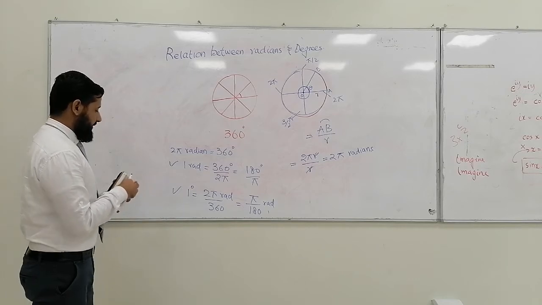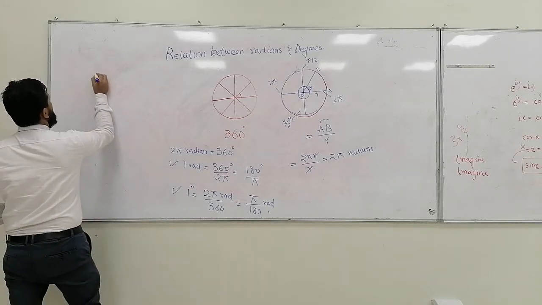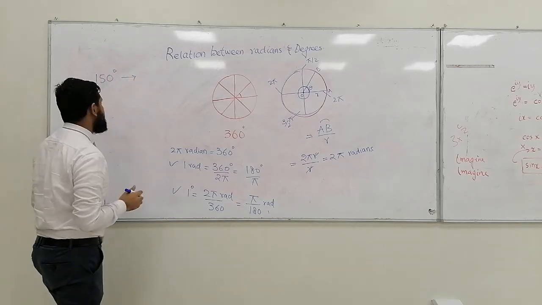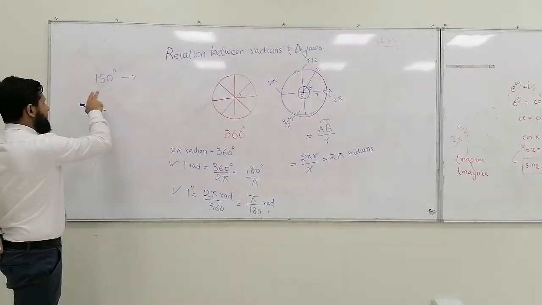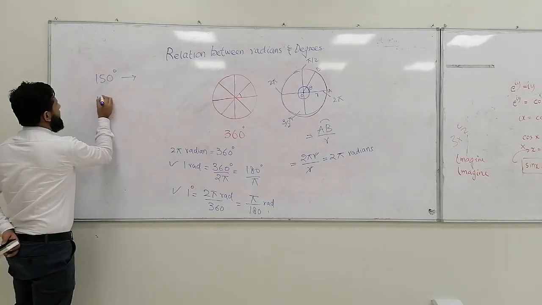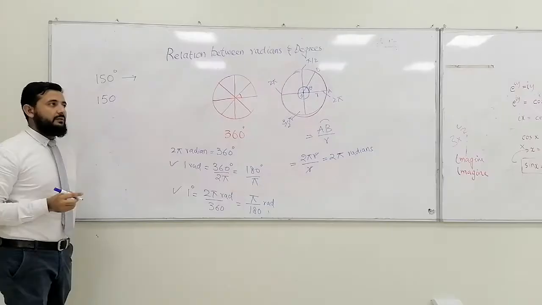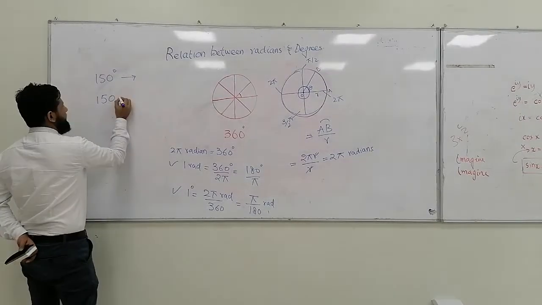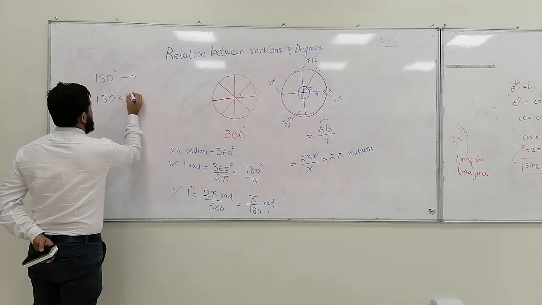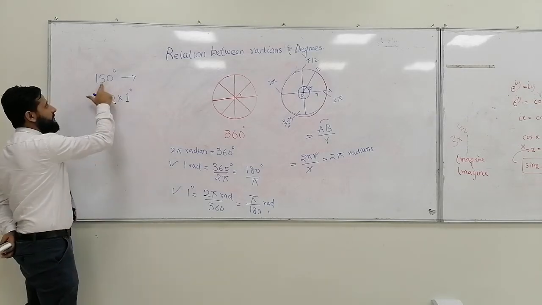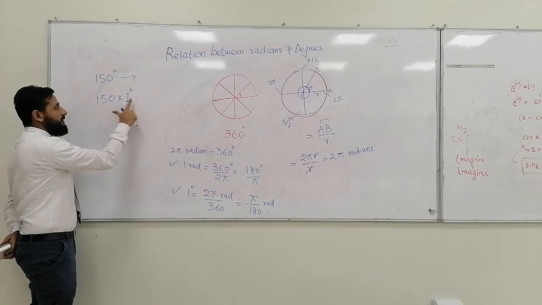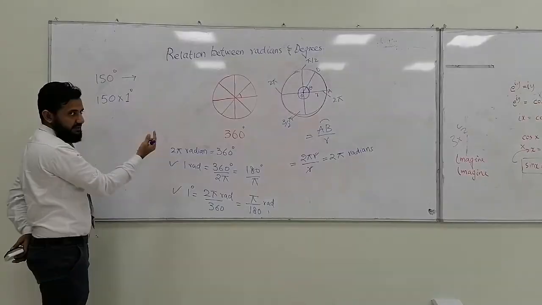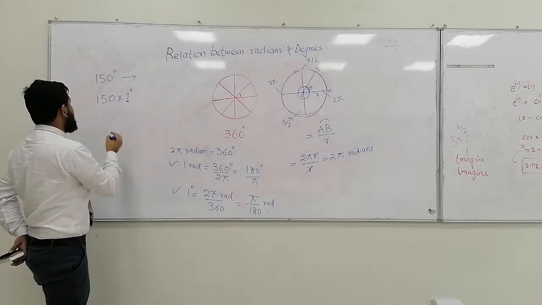Suppose I want to convert 150 degrees into radians. So what should I do? I'll write the same number here, 150. Now, if I multiply 150 with 1, does it make any difference? It does not make any difference, right? But it will help me to convert. Instead of 150 degrees, I can write 150 multiplied by 1 degree. The number is the same, the quantity is the same, the unit is the same. I did not do anything different.